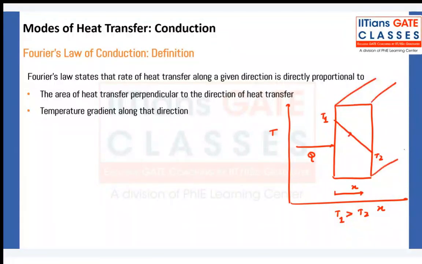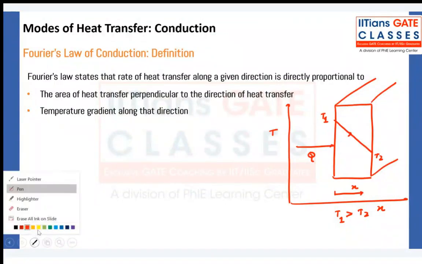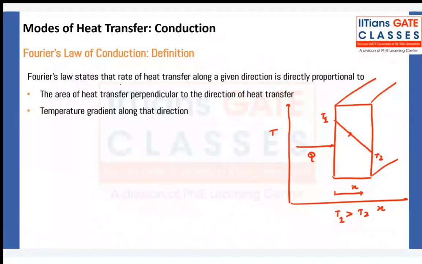Okay, now let's see what Fourier's law says. Fourier's law says that the rate of heat transfer along a given direction, what is the direction? X direction. We are only talking about the x direction. Whenever you write rate of heat transfer, you write a dot here. So in the x direction, due to conduction, it is directly proportional to the area of heat transfer perpendicular to the direction of heat transfer.